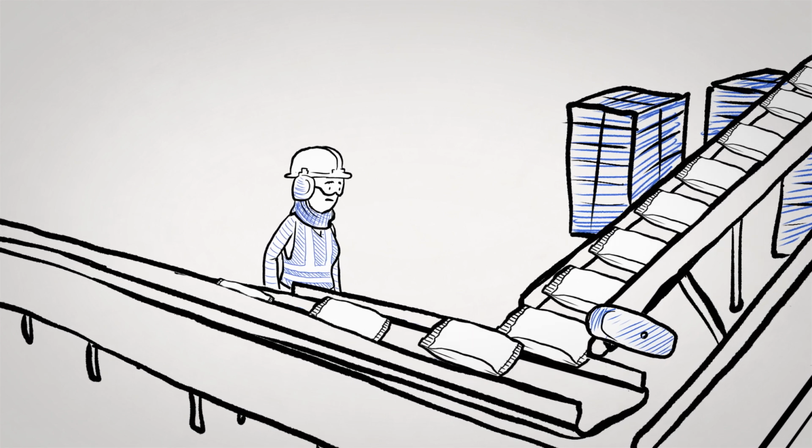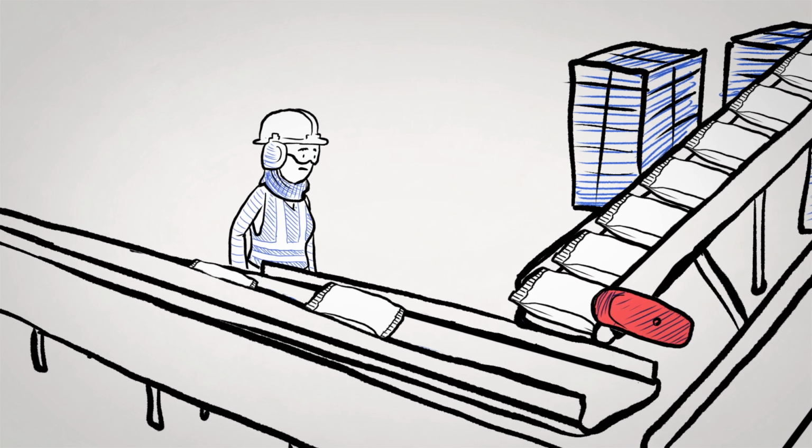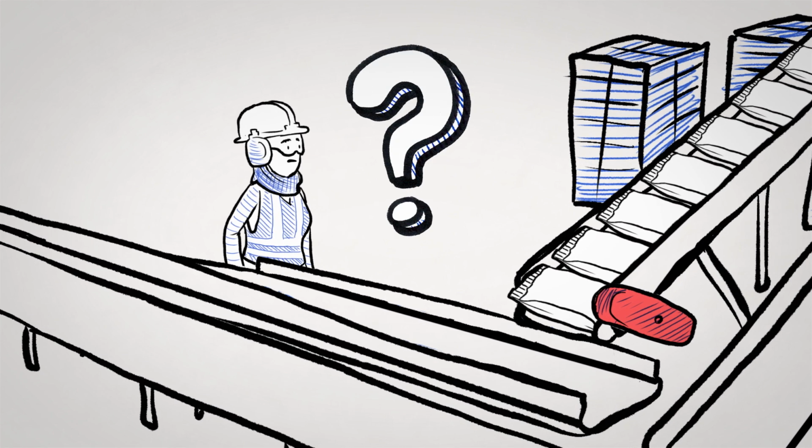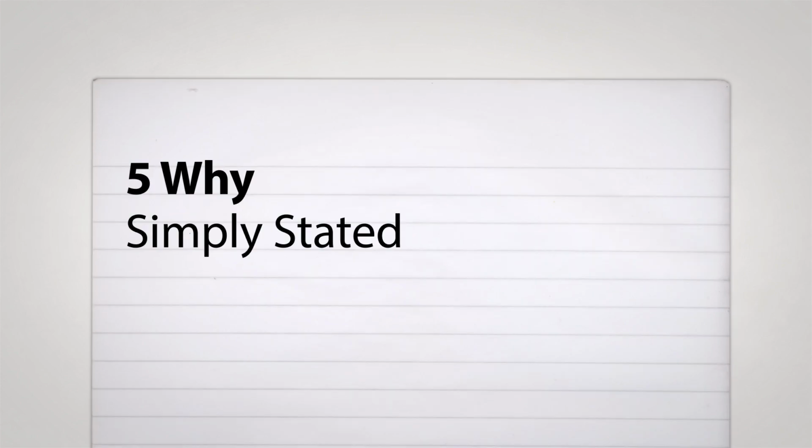Recently, while on shift, her production line went down unexpectedly. What can Chitra do to better understand the root cause of a problem like this, and then solve the problem? This is 5Why, simply stated.